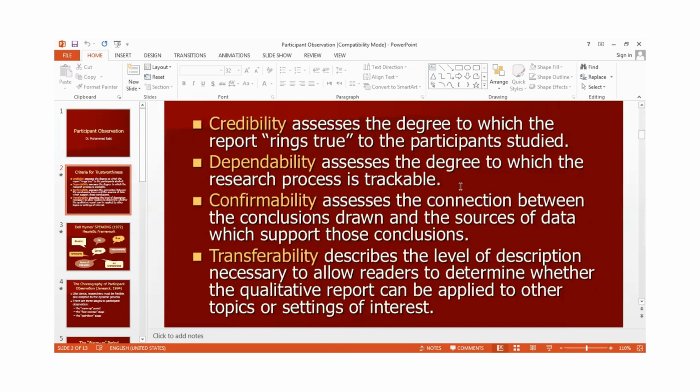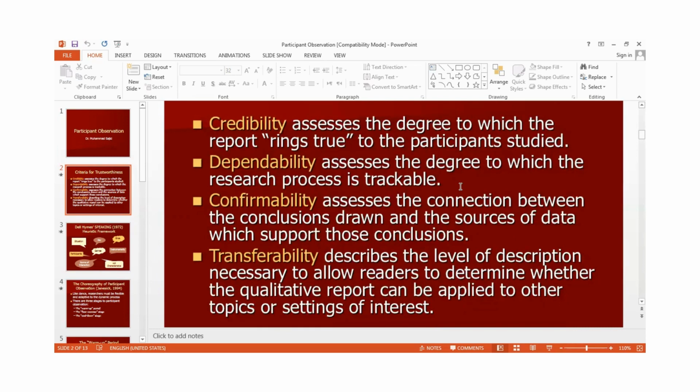Criteria for trustworthiness: there are four criteria of trustworthiness in participant observation. The first is credibility. Credibility assesses the degree to which the report links true to the participant study.